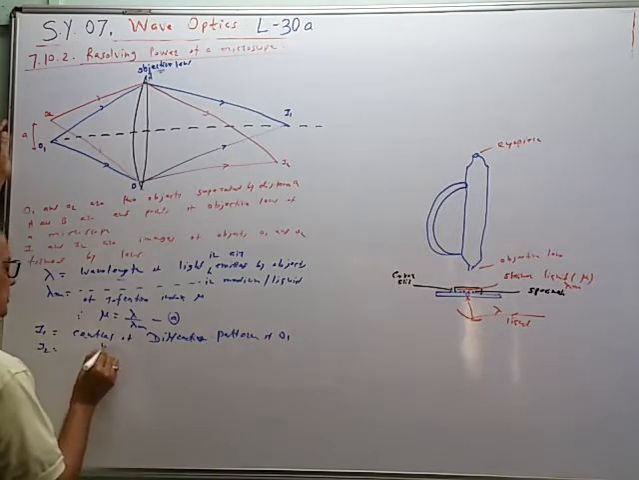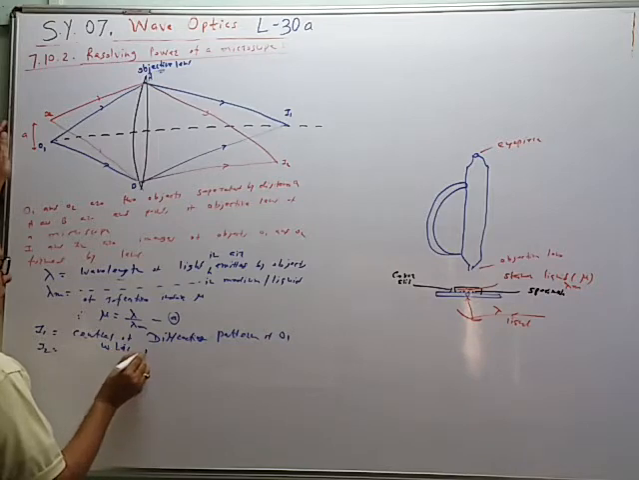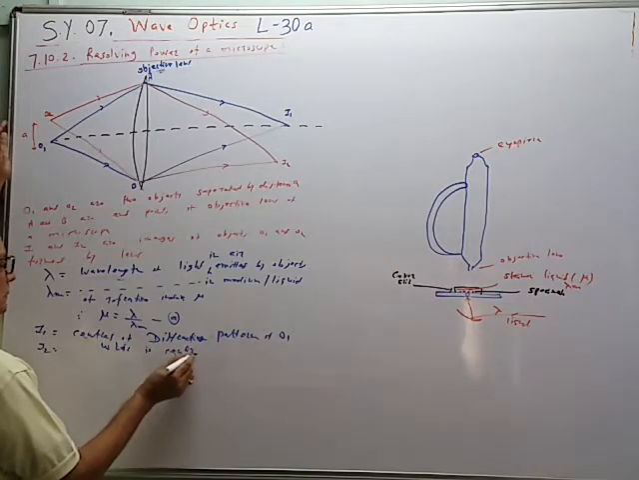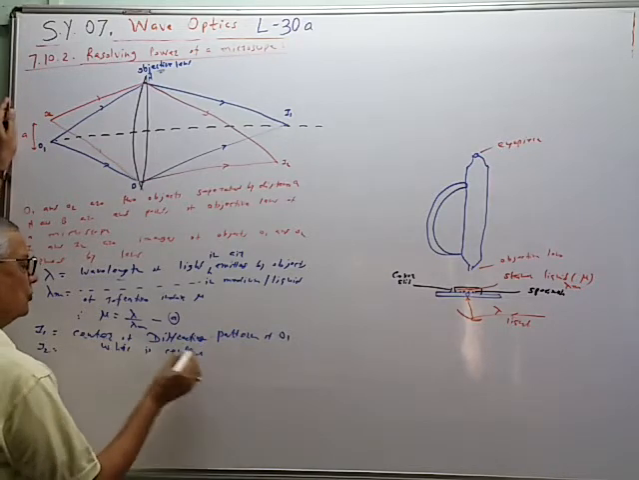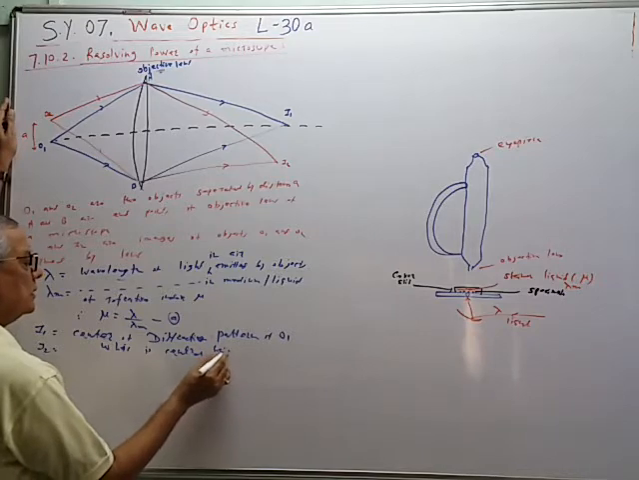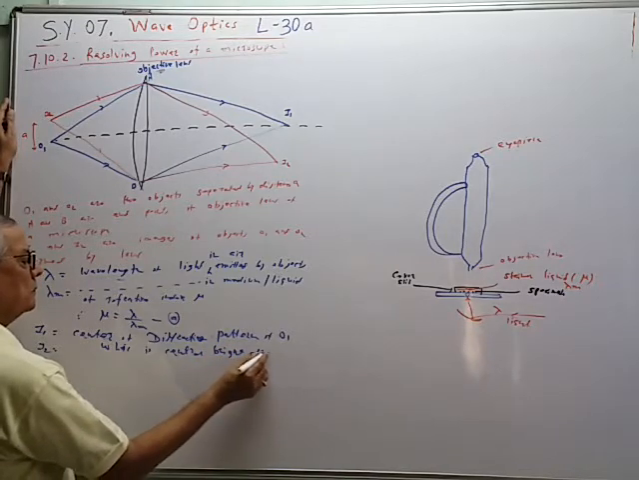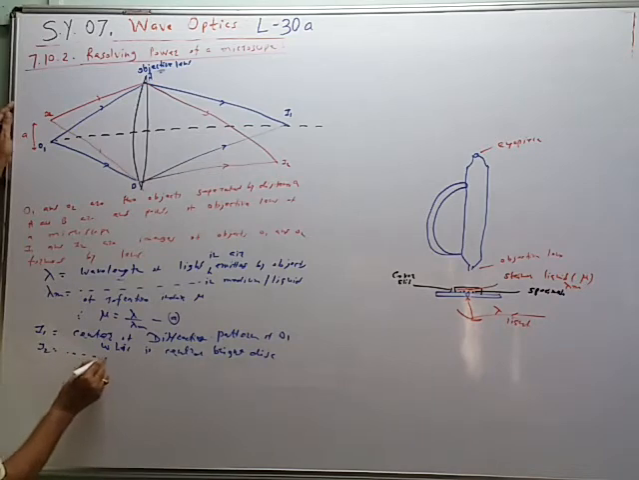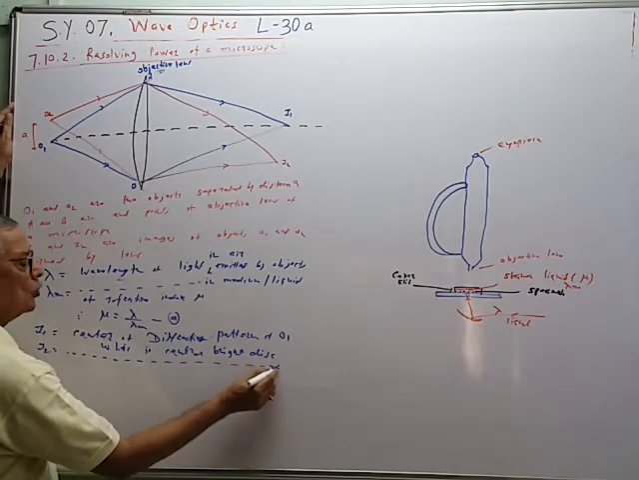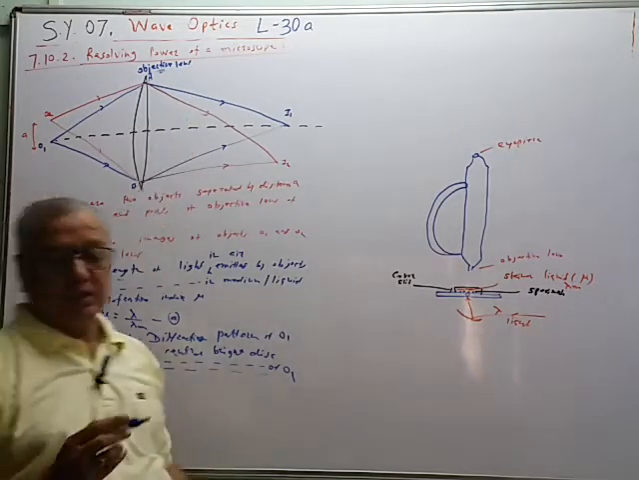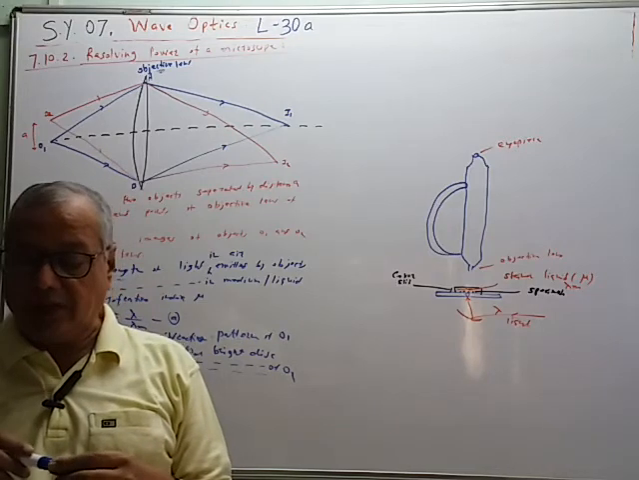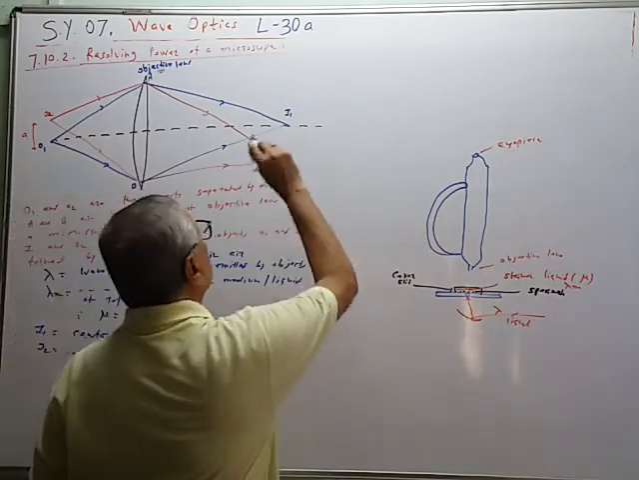Of O1, which is the central diffraction pattern of O1, the central bright disk. I2 is equal to the center of the diffraction pattern of O2, which is the central bright disk. So here the two Airy disk patterns are observed like this.